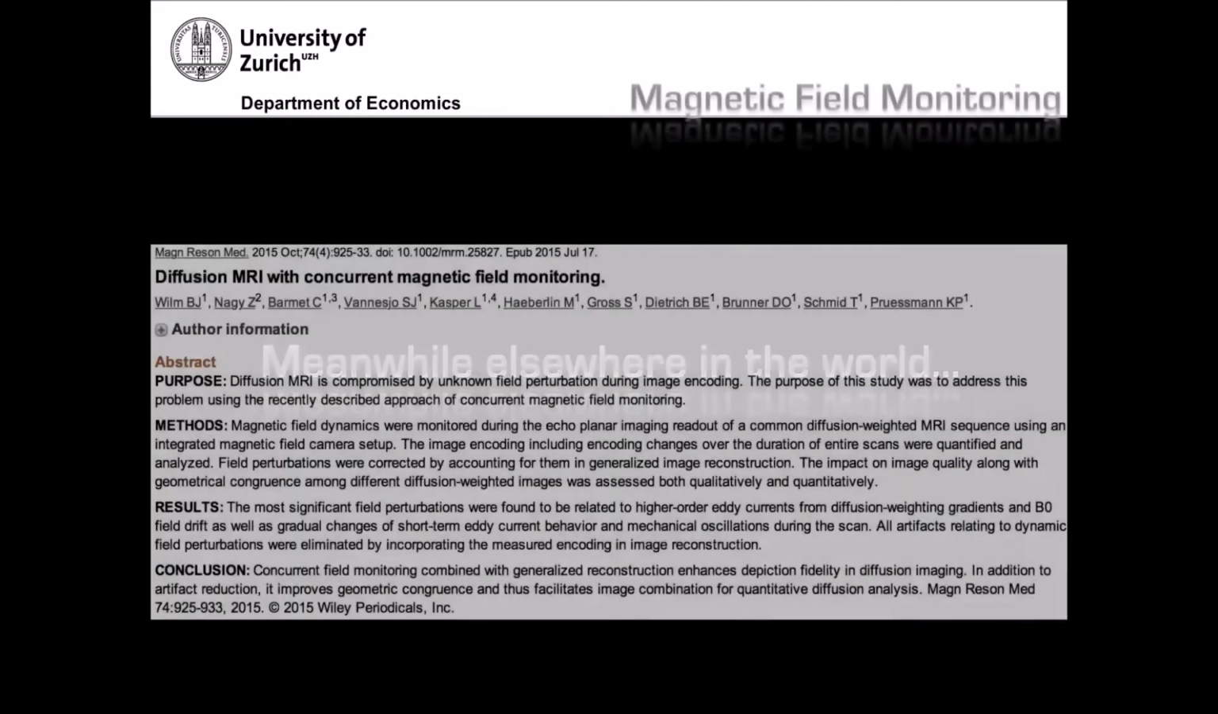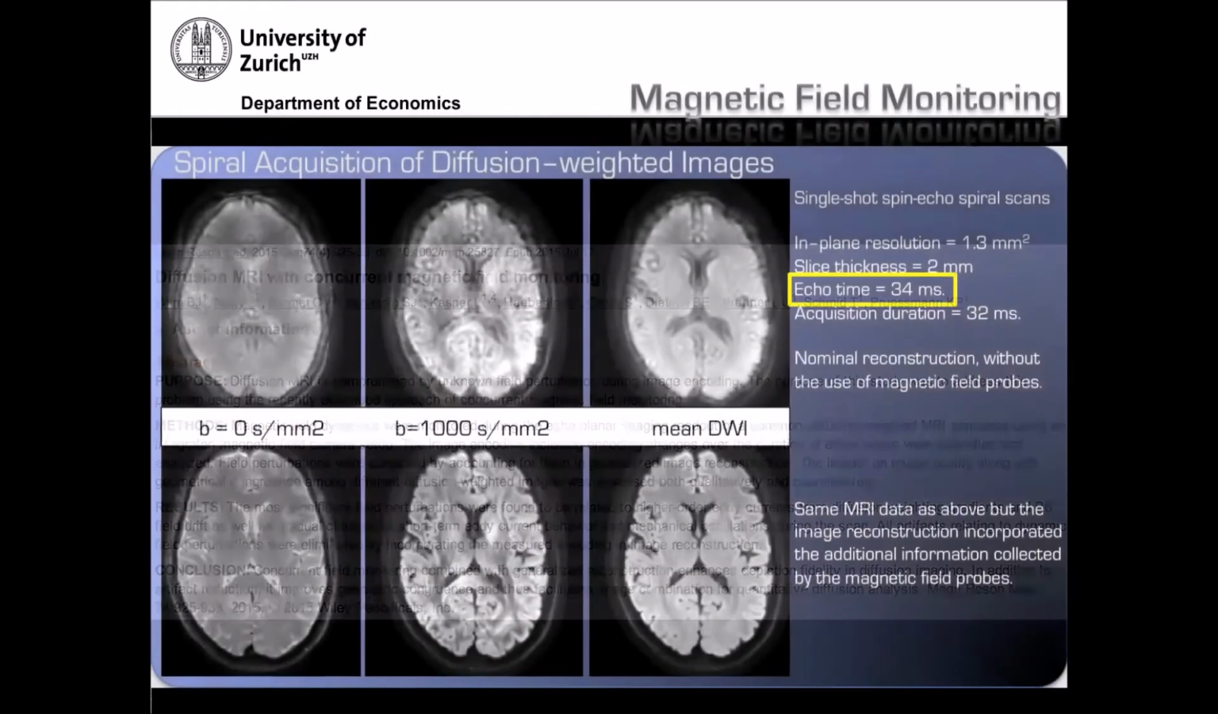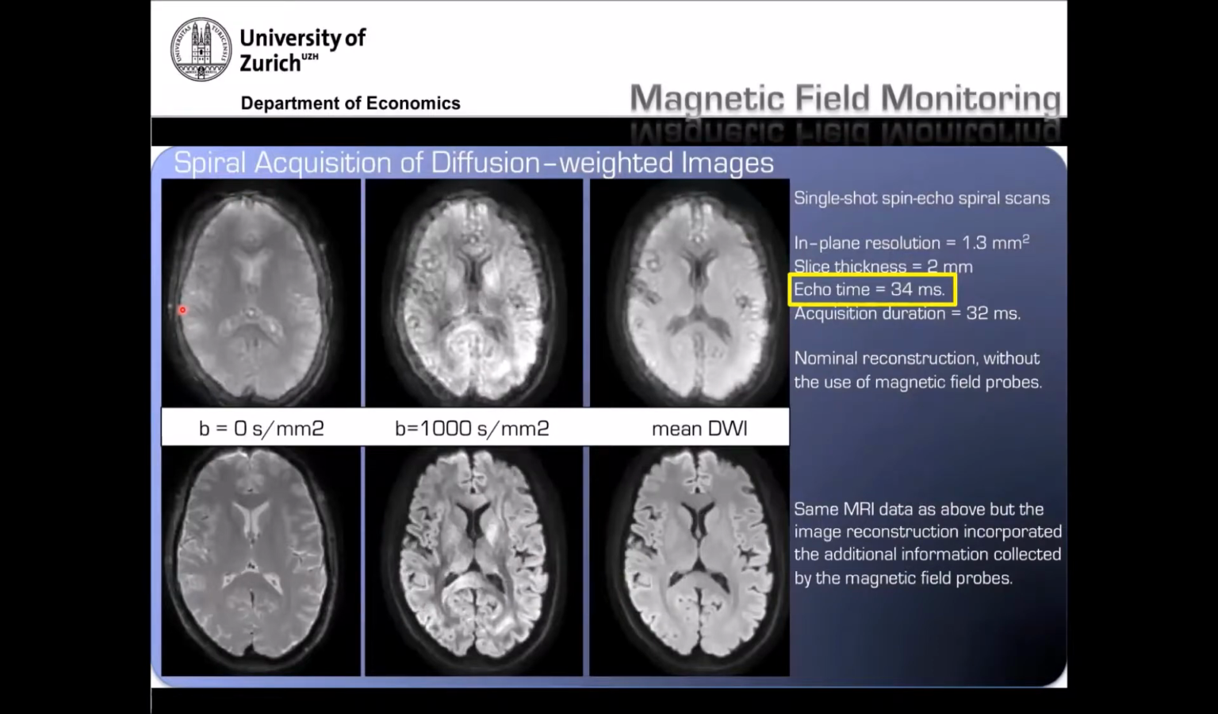And so meanwhile, other people, for example, Bertram Wilm in Zurich, were presenting data which was looking more like this. If you look at the bottom row, this is, for example, a diffusion weighted image, and this is the mean of all the diffusion weighted images. I think he had 6 in this case. This is a spiral acquisition: a statistical tensor preparation and a spiral readout. And so he could achieve a 34 millisecond echo time on a 3 Tesla scanner, which was phenomenal.